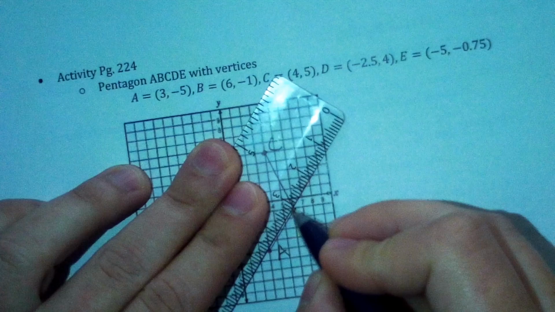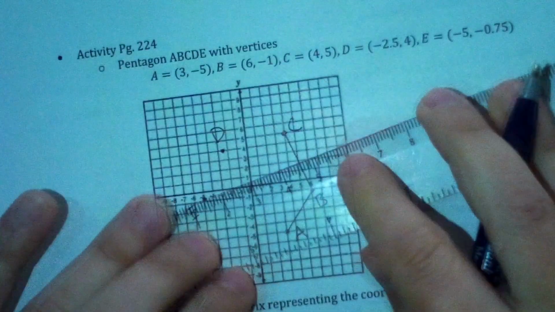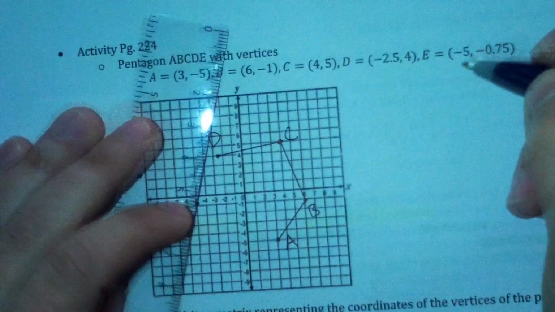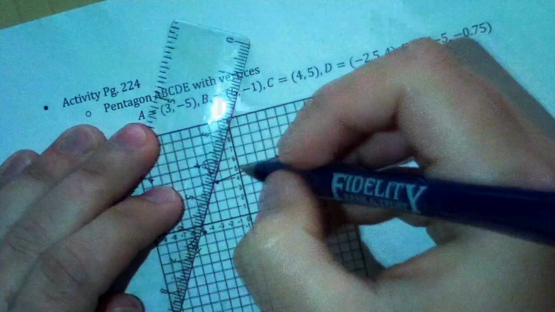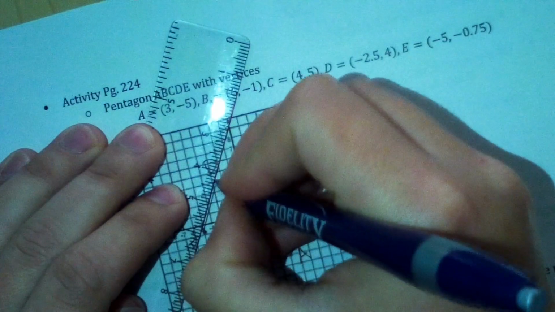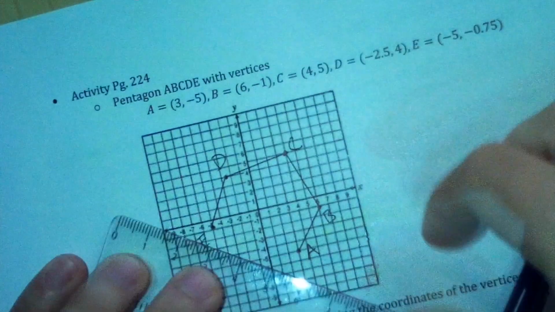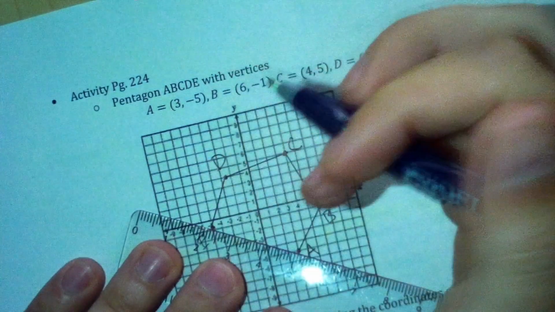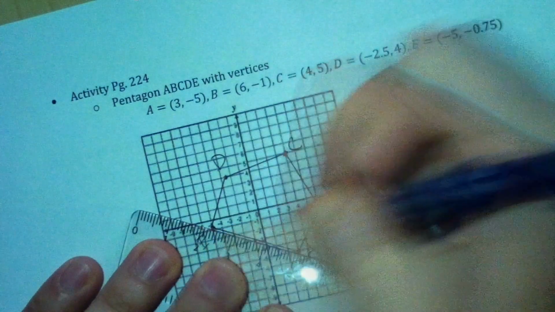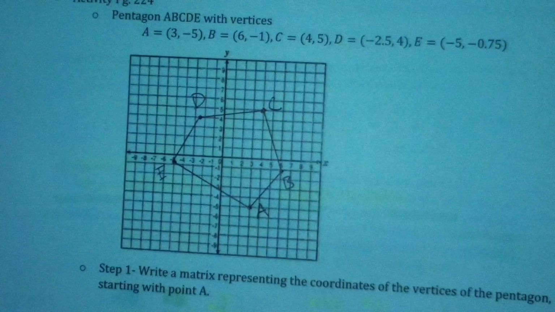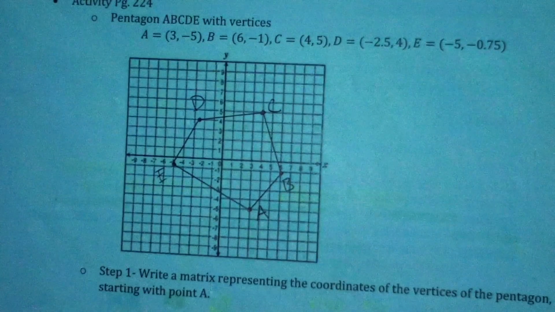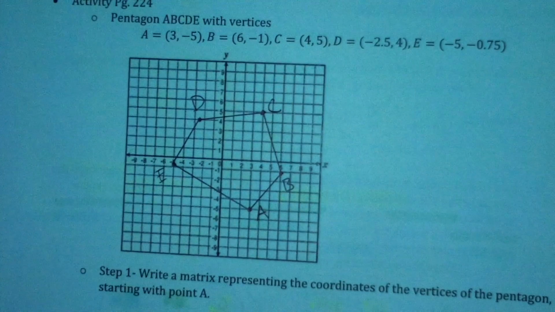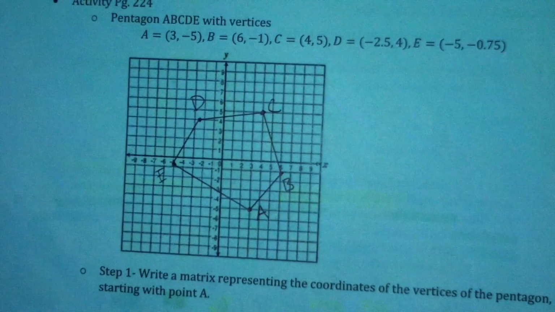And then it wants us to write two other matrices representing that same pentagon there. So how else could we write that? Like when we name a pentagon, how else can we name it? Do we have to start at A when we name it? Okay, so if we do it backwards, if we went from E, D, C, B, A, would that be a name for it? Yeah, so we could do that.